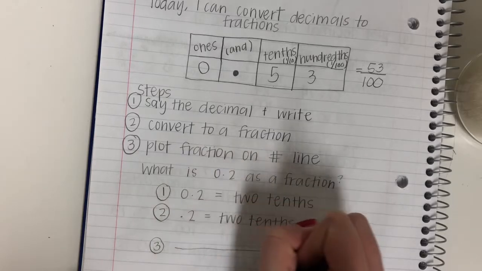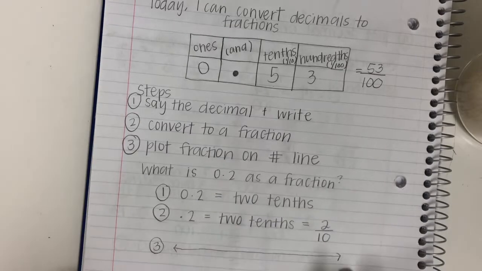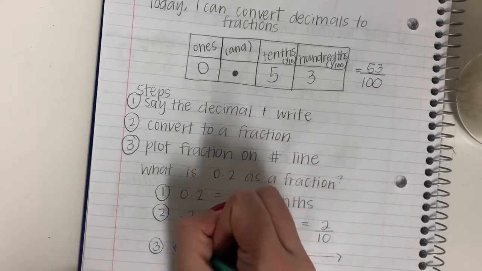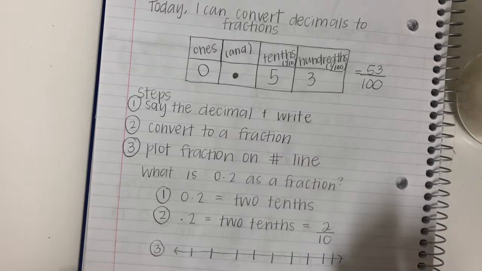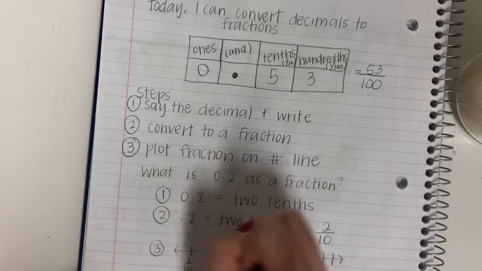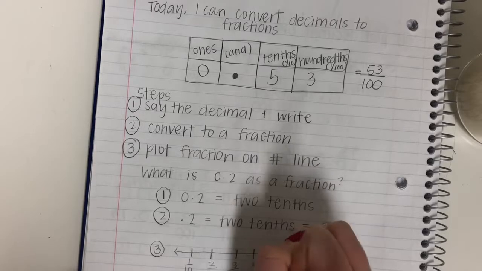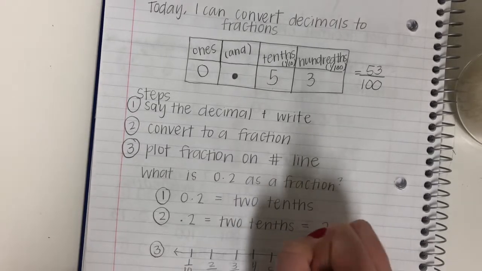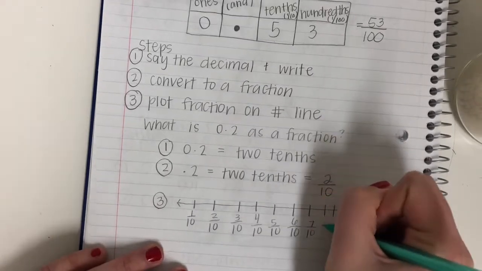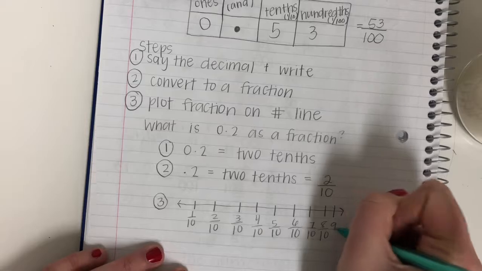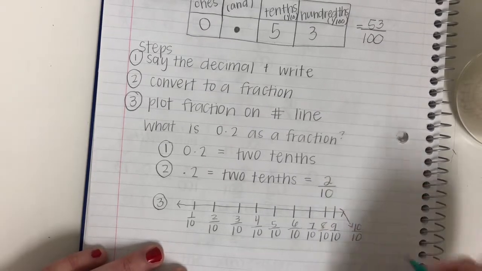So I'm going to draw, it's out of 10, so I'm going to do 10 equal parts. So I'm going to draw 9 lines. So 1, 2, 3, 4, 5, 6, 7, 8, 9. So I have 1 tenth, 2, 3, 4, 5, 6, 7, 8, 9, and then my last one over here would be 10 over 10.